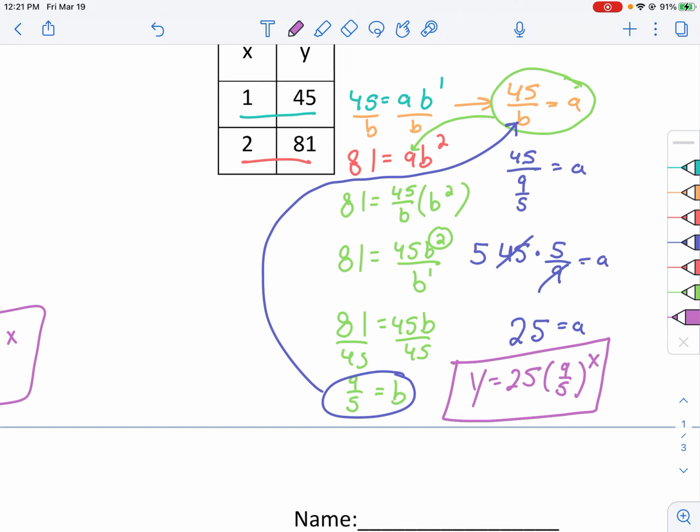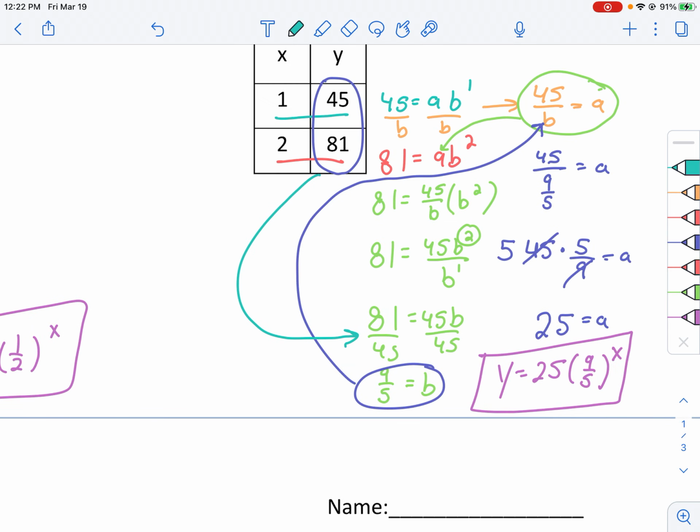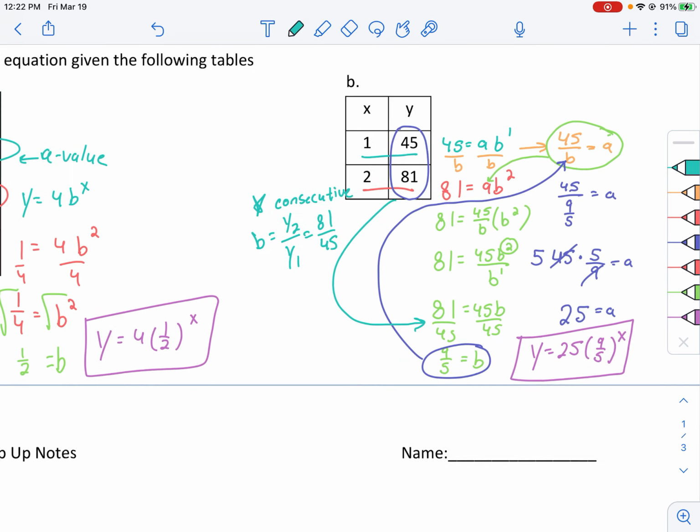All right, one thing to note about this that's going to be super helpful for you in the future: look at these two values, 45 and 81. Notice that they show up when we were solving for b, specifically in this step. It's 81 divided by 45. Whenever you have consecutive points, b is equal to y2 divided by y1. So in this case, it would be 81 divided by 45. And that's true for every single one of these.